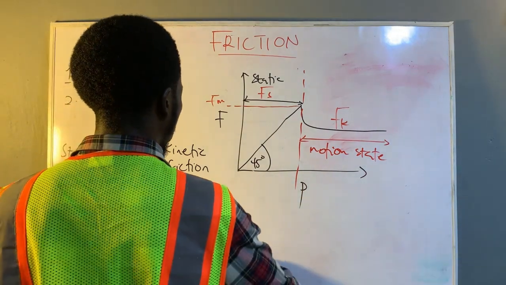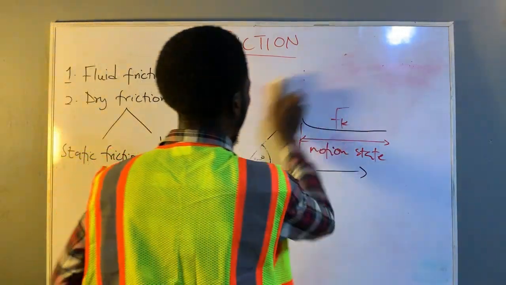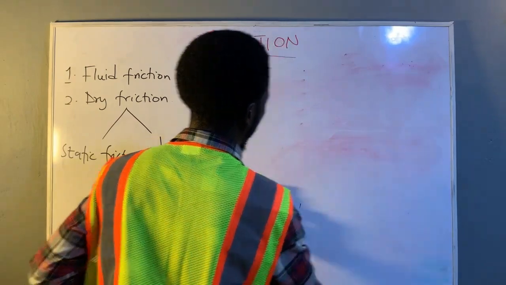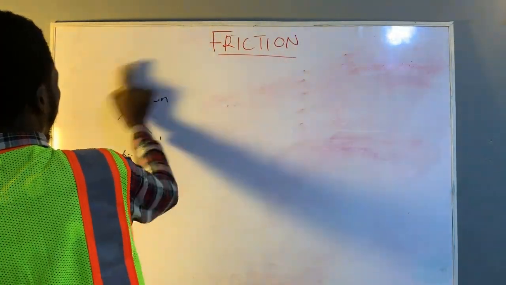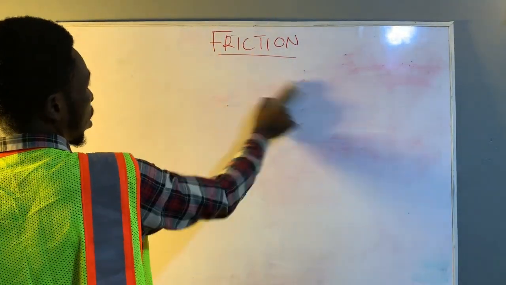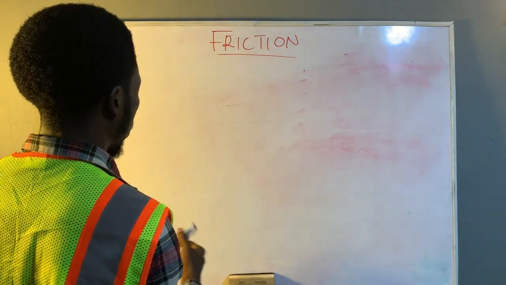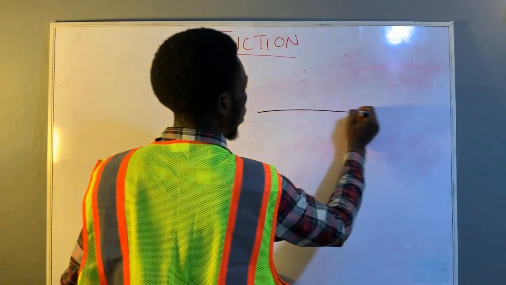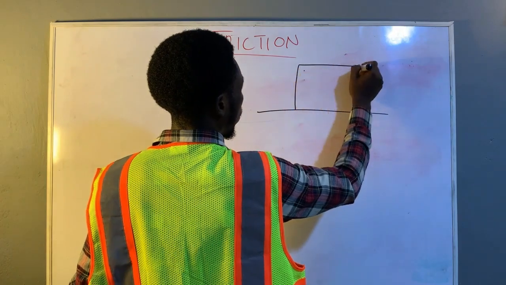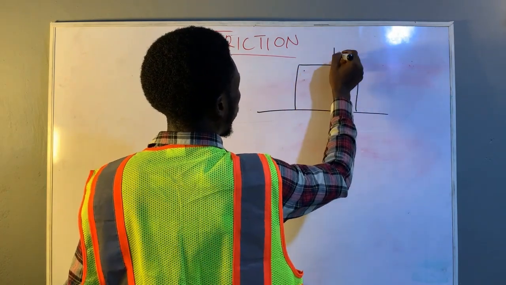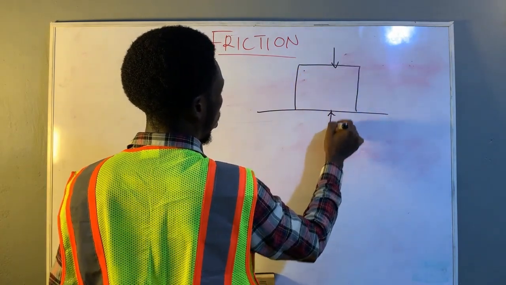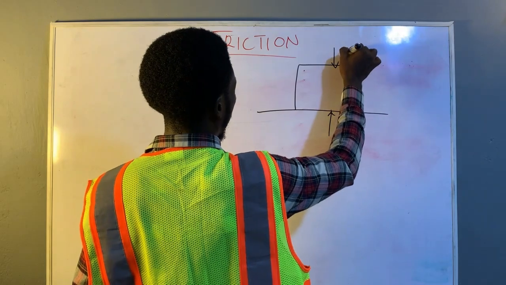But when we are dealing with situations where rigid bodies are on horizontal surfaces, we have four different situations that we might come across. So let's look at those four situations. Let's say I have this rigid body resting on the surface. You have the normal reaction force and then you have the weight force here.